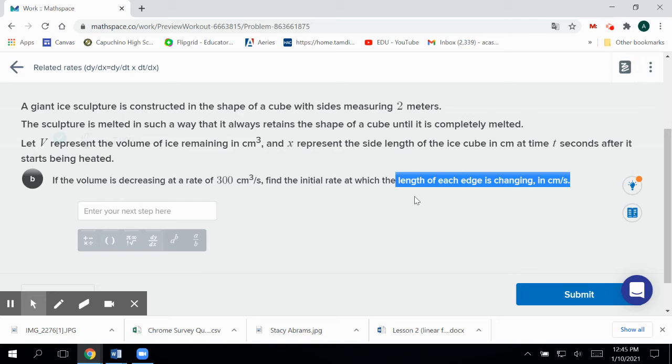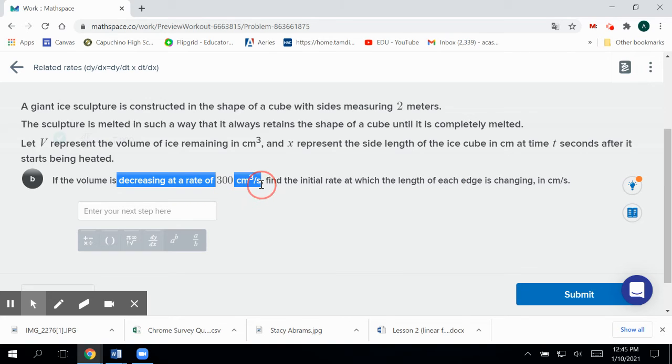I do know that the volume is decreasing. And notice that word decreasing. Okay, it's decreasing at this rate. So that's my dV/dt. Now I know dV/dt, and it's equal to negative 300. So make sure you're writing down that negative sign. Okay, decreasing is negative. So I know the dV/dt. I'm trying to find the dx/dt, and I still know dV/dx because that's just from the formula for volume.